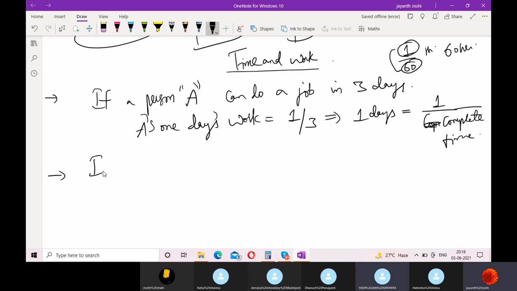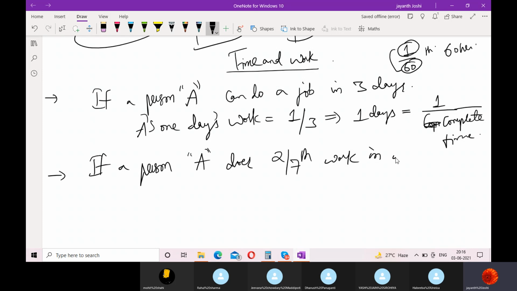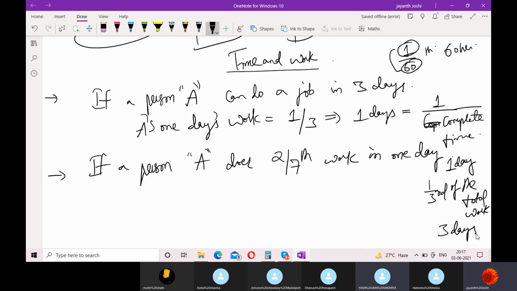Now suppose a person A does 2/7th work in 1 day. So total work done by him is what? See, if a person is doing some work, and in 1 day that work is 1/3 of the total work, that means he is doing 1/3 of the total work in how many days? How much time will he take to finish the total work? 3 days. That's an understood fact, correct? Because 1 day's work is 1/3. So the total work, you just need to cross multiply.